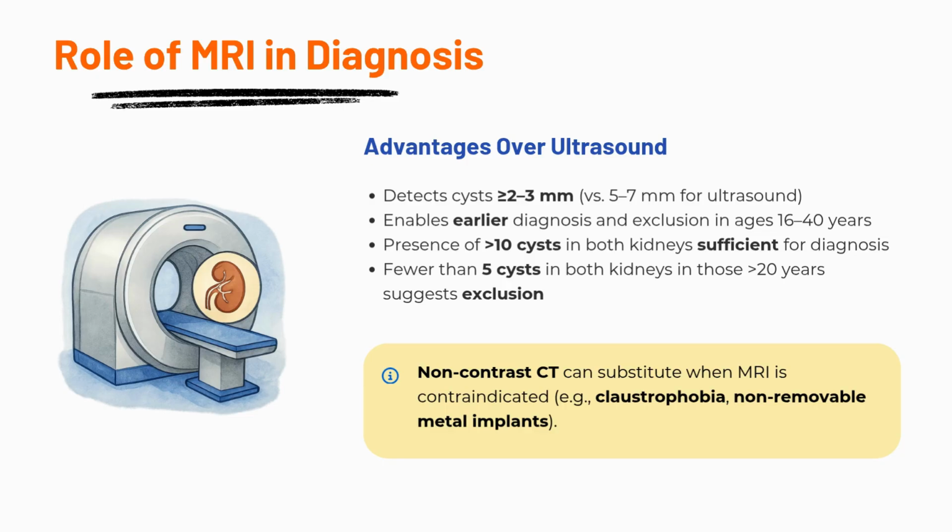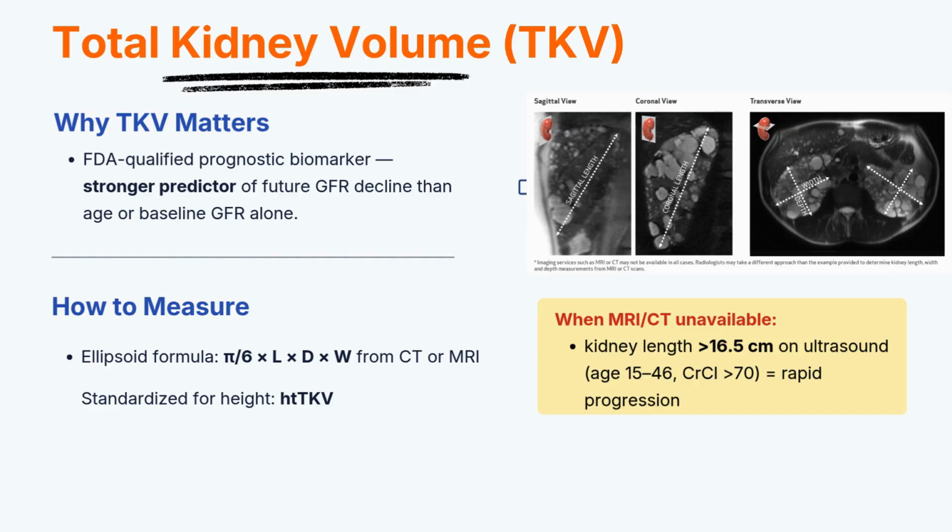A non-contrast CT scan can be used as an alternative. So, ultrasound first, MRI for precision, CT only when MRI is not feasible. Now, let's focus on one of the most important tools we have in ADPKD, total kidney volume, or TKV. Because if there is one biomarker that really predicts where the disease is heading, this is it.